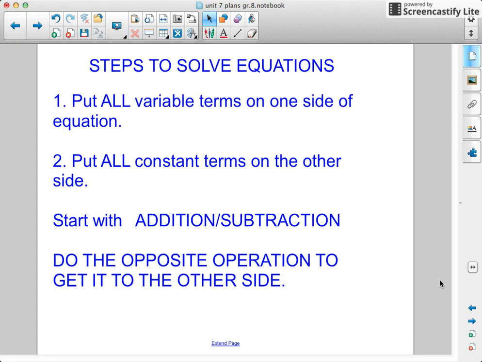Steps to solve equations. Okay, what we want is to put all the variable terms on one side of the equation and combine them, and all the constant terms on the other side of the equation and combine them. And we do that by using adding and subtracting. Okay, so we're going to do the opposite operation to get to the other side.